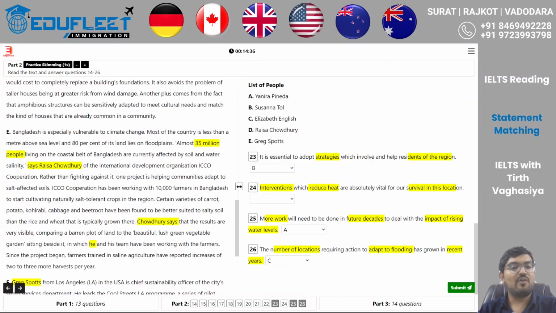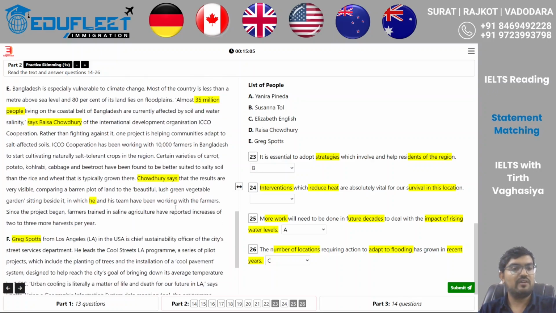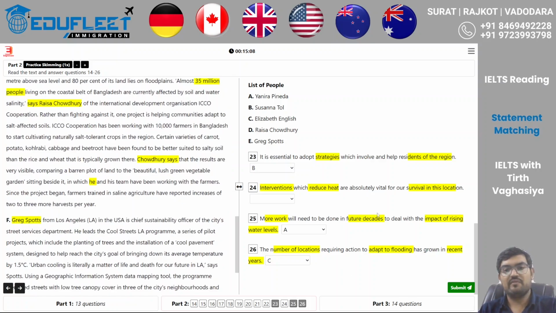Comparing a barren plot of land to a beautiful lush green vegetable garden sitting beside it, in which he and his team have been working with the farmers. Since the project began, farmers trained in saline agriculture have reported an increase of 2 or 3 more harvests per year. So nothing about heat. They are saying there are people who are being affected by coastal erosion, but okay, I don't think any of these treatments match with this.